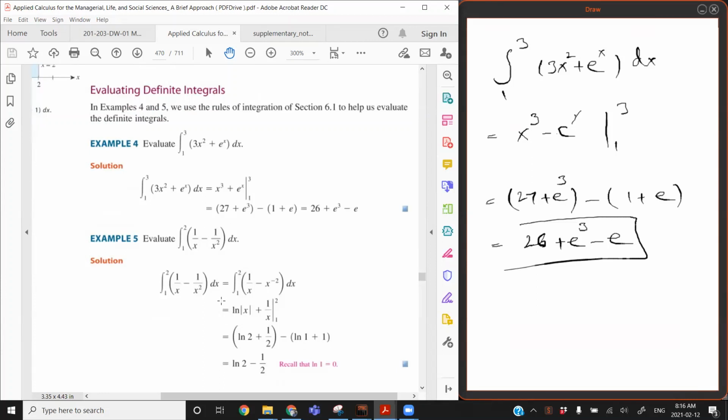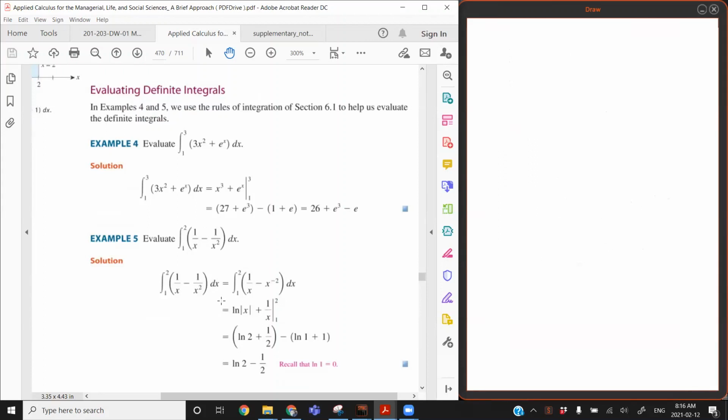Okay, let's do example 5. The definite integral from 1 to 2 of 1 over x minus x to the power of negative 2 dx. That's example 5. We find one antiderivative of that: ln of the absolute value of x plus 1 over x, from 1 to 2. Because if I add 1 to the exponent, I get negative 1. So negative 1 over negative 1 is positive, and then x to the power of negative 1 is 1 over x.